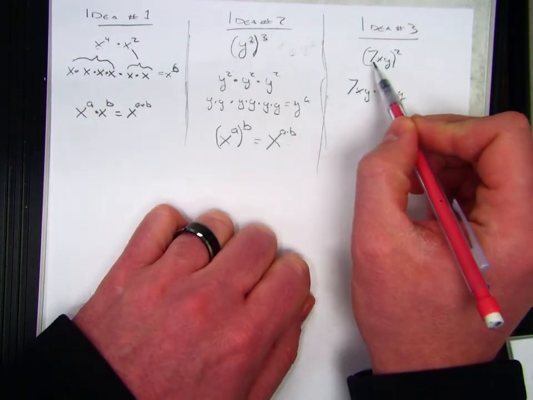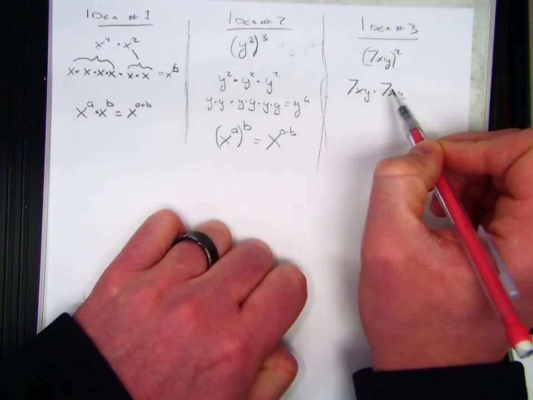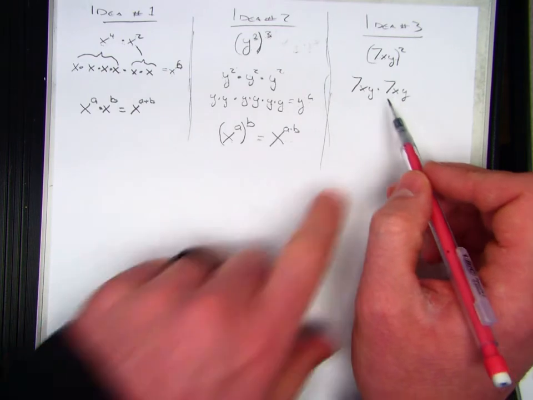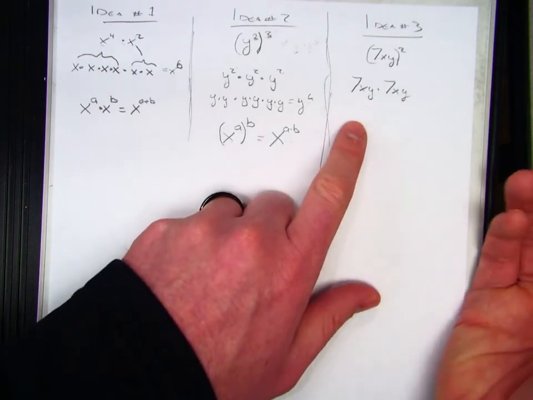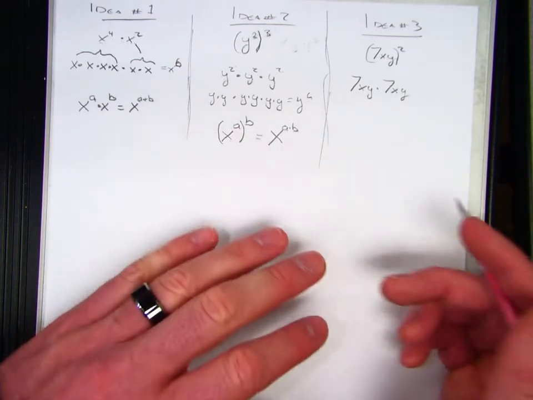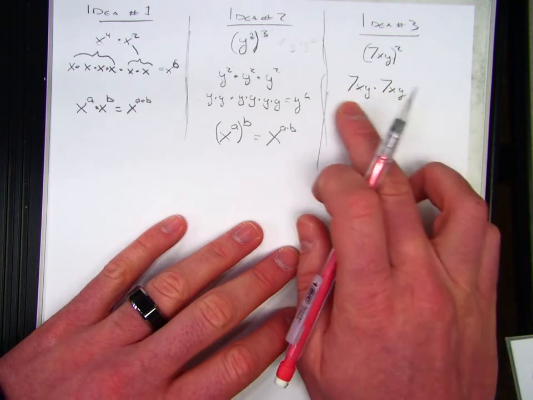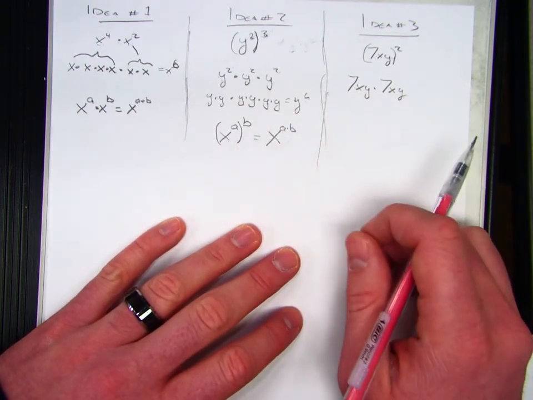Okay? And so the next idea that we haven't really addressed in these two, but it's important here, is the idea of the commutative property. The commutative property of multiplication is just saying that when I'm multiplying numbers, I can multiply them in any order and it doesn't matter.